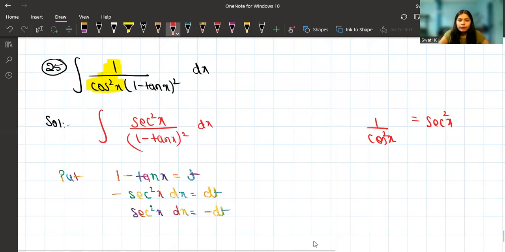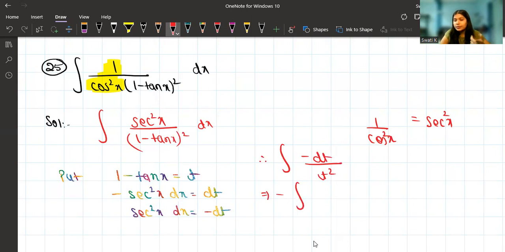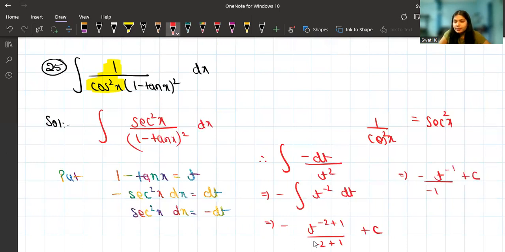Okay, so therefore we can write this as integration of sec square x dx, that is minus dt, upon (1 minus tan x), that is t, so it is t square. Simply this will become minus outside, integration of 1 upon t square. Using the property of exponents, this is t raised to minus 2 dt. And this will become minus, the integration of this is t raised to n plus 1, that means minus 2 plus 1, upon n plus 1, that means minus 2 plus 1, plus the constant of integration. This will become minus t raised to minus 1 upon minus 1 plus c. Now this minus will become plus, so it is simply t raised to minus 1 plus c.